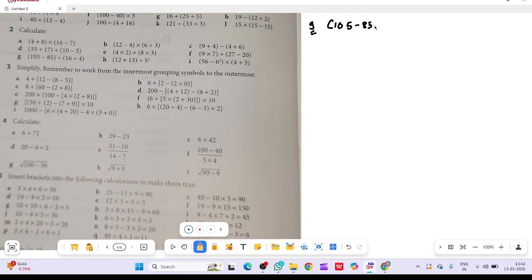g: 105 minus 85 divided by 16 divided by 4. So 105 minus 85 is 20, and 16 divided by 4 is 4. So 20 divided by 4 is 5. Now the h: 12 plus 13 divided by 5 square. 5 square means what? 5 into 5, 25.